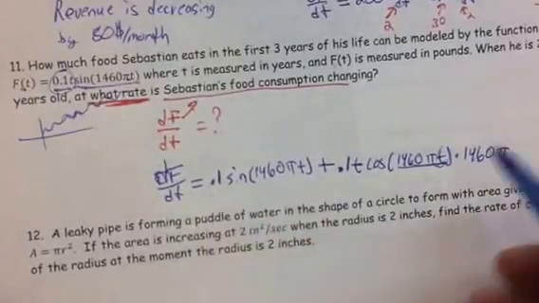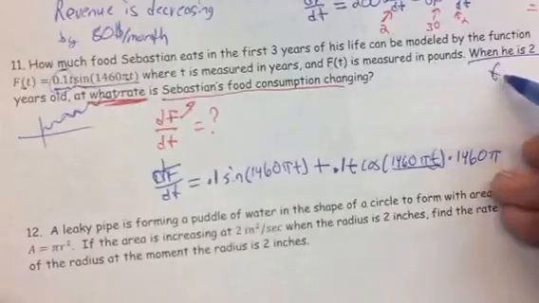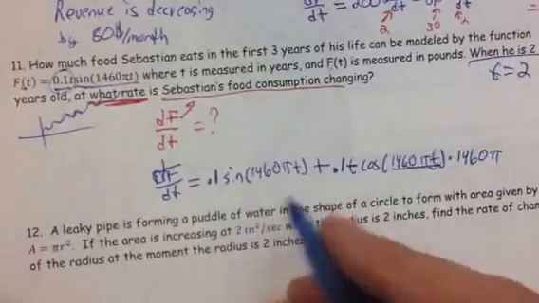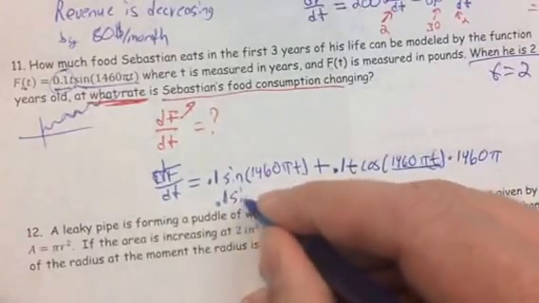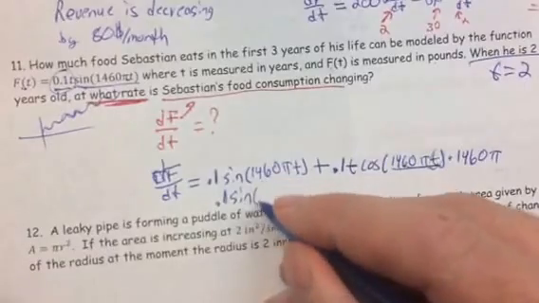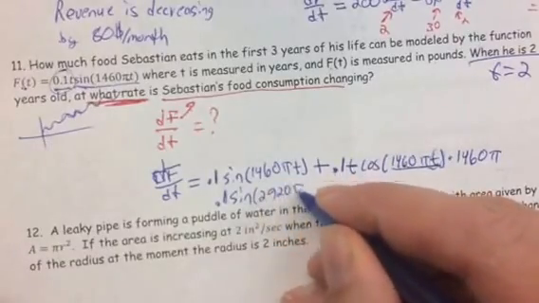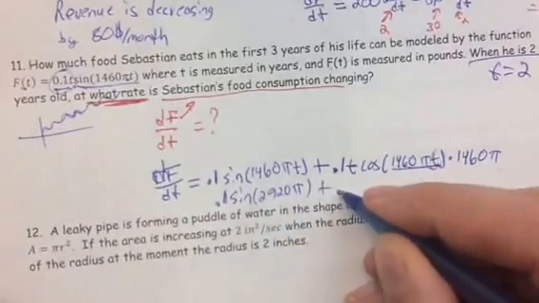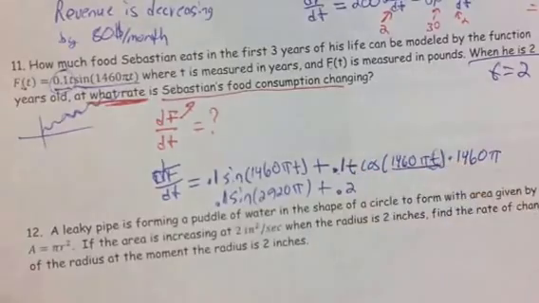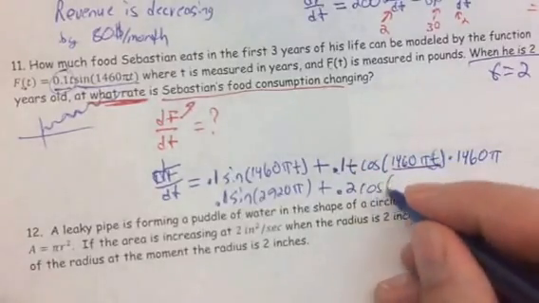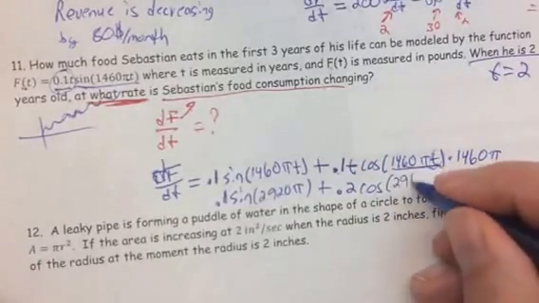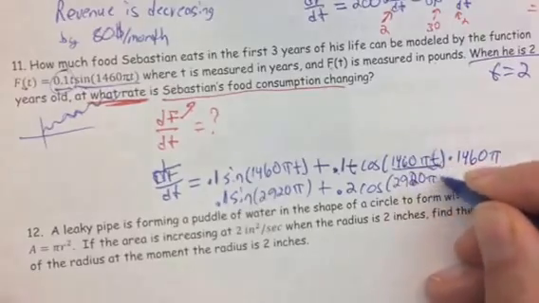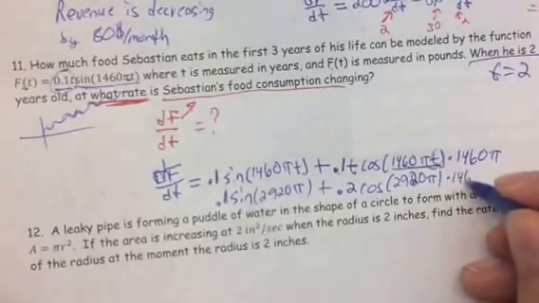And we want to know it when he is 2 years old, so when t equals 2. So we're going to plug in t equals 2. So 0.1 sine of 2 times this is 2,920 pi. 0.1 times 2 is 0.2. Cosine of 2,920 pi times 1460 pi.